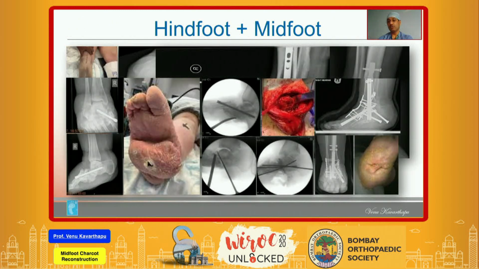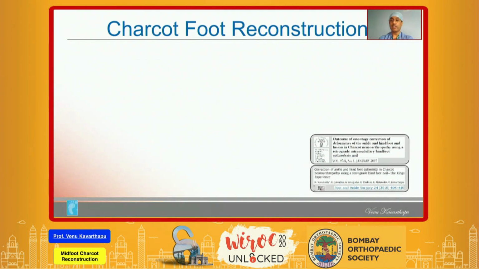After about 6 to 8 weeks, the second stage procedure was done using internal fixation, again the same principles we discussed earlier. And we had a large group of such presentations using these principles with very good results.